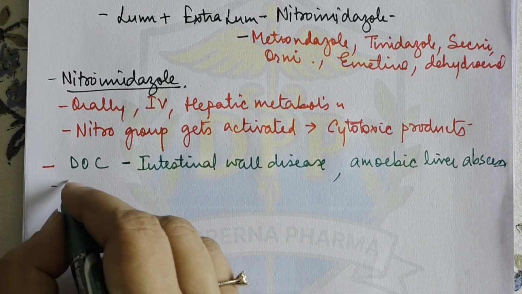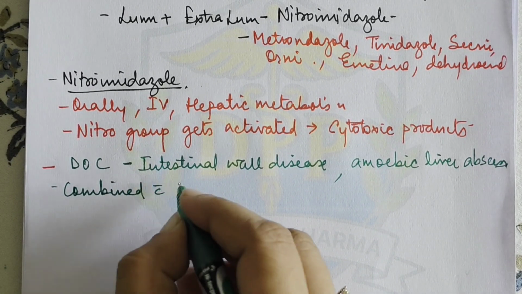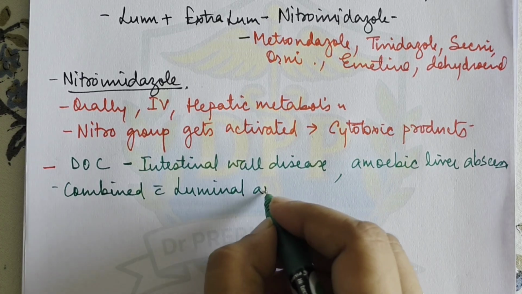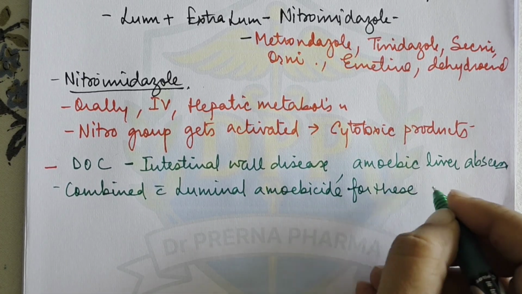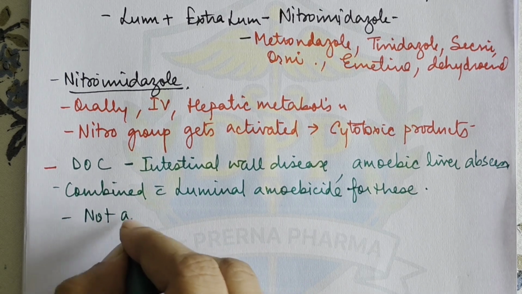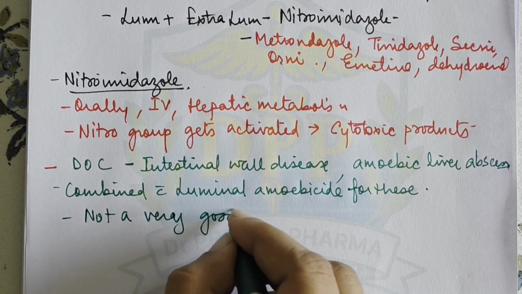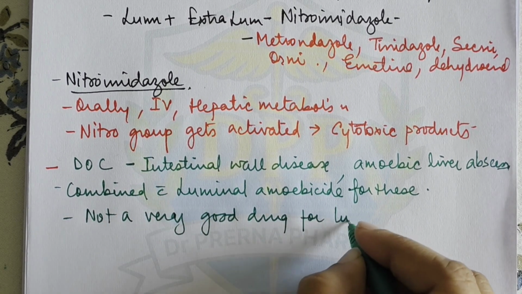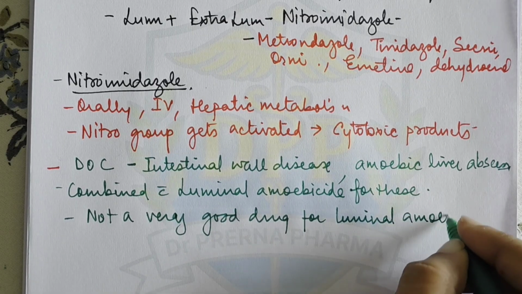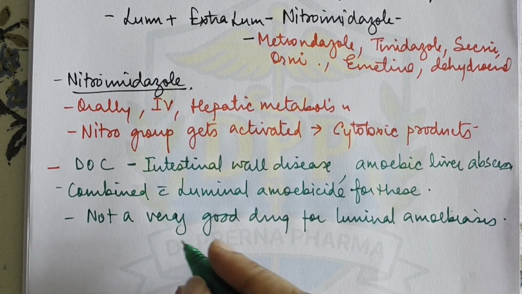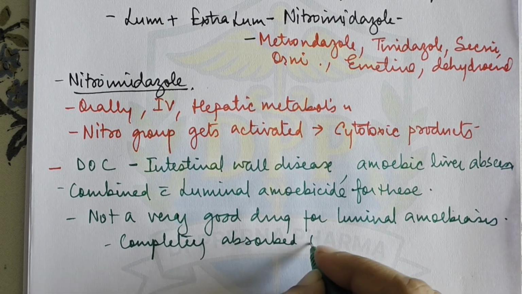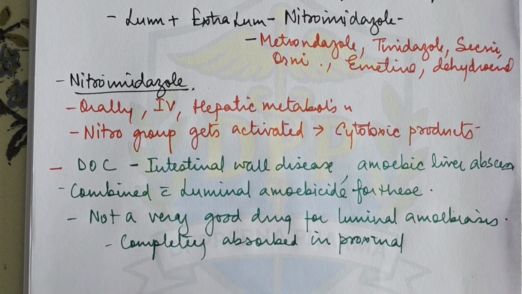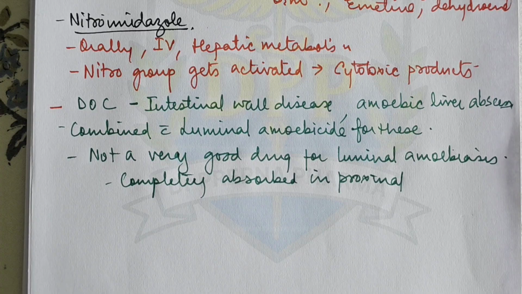Apart from that, it is combined with a luminal amoebicide for these conditions. It is not a very good drug for luminal amoebiasis because in luminal amoebiasis it is usually completely absorbed in the proximal intestine, so it is not really reaching the distal intestine and the colon.